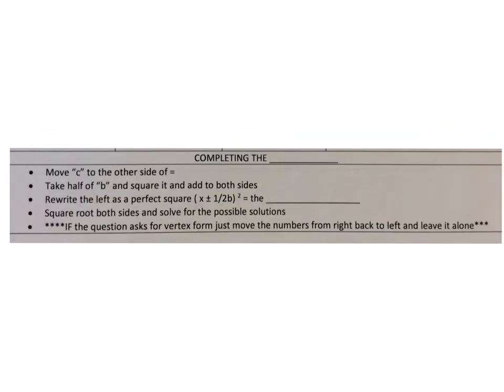Alright, let's now talk about the 5th and last method called completing the square. If you all recall, the first step in completing the square is move C to the other side of the equal sign. Take half of B and square it, and then add that to both sides. So if you remember what that looks like, it's B divided by 2, and then we square it. Rewrite the left as a perfect square, which equals the answer on the right. Square root both sides and solve for possible solutions.